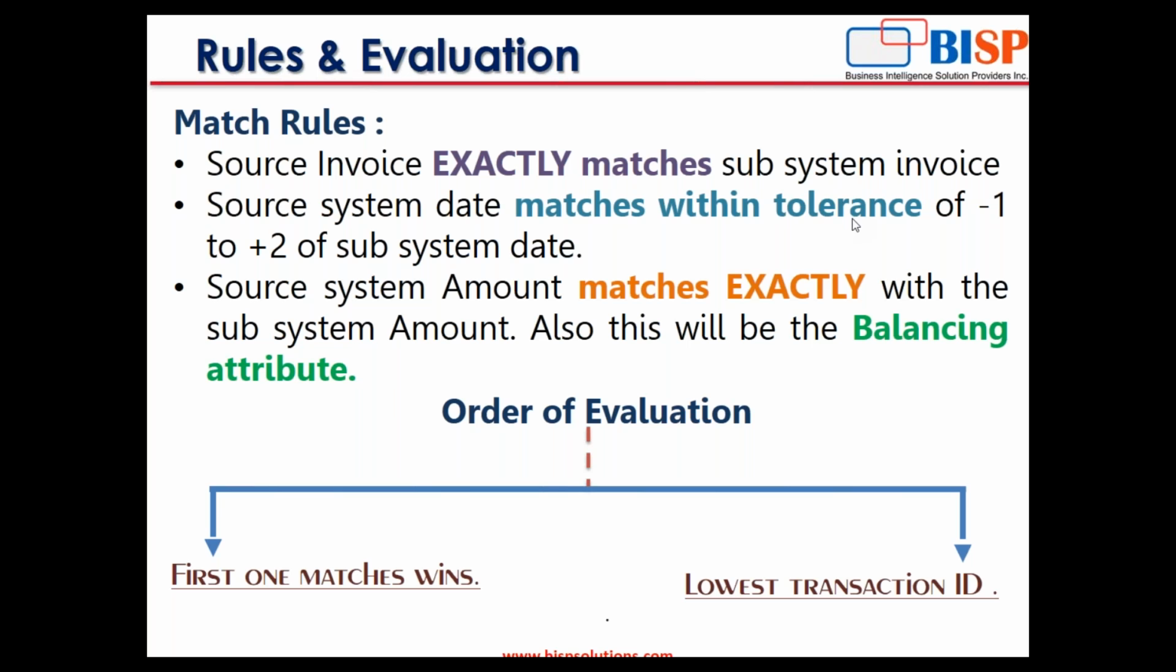Order of evaluation is first match wins and the lowest transaction ID. Now, what is first match wins and lowest transaction ID? Lowest transaction ID relates to when I am uploading the transactions into the system. Let's say I am using a CSV flat file to upload the transactions and the data into my ARCS application.